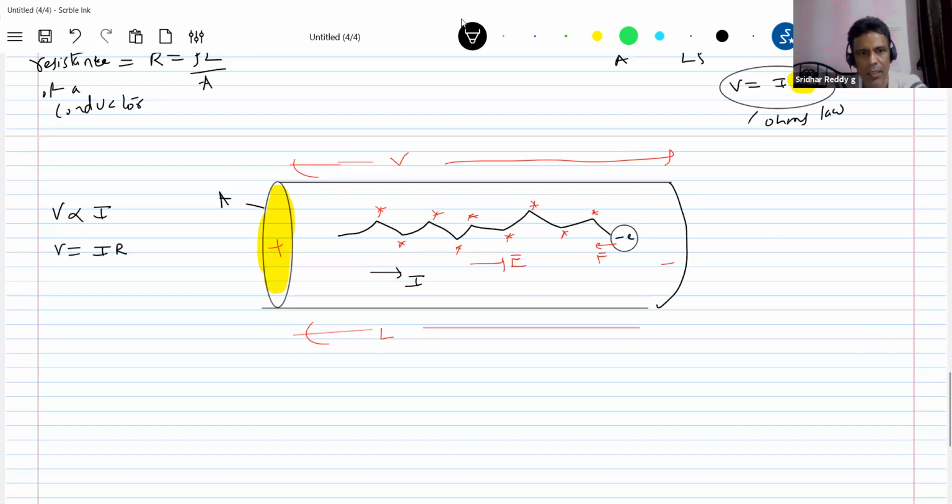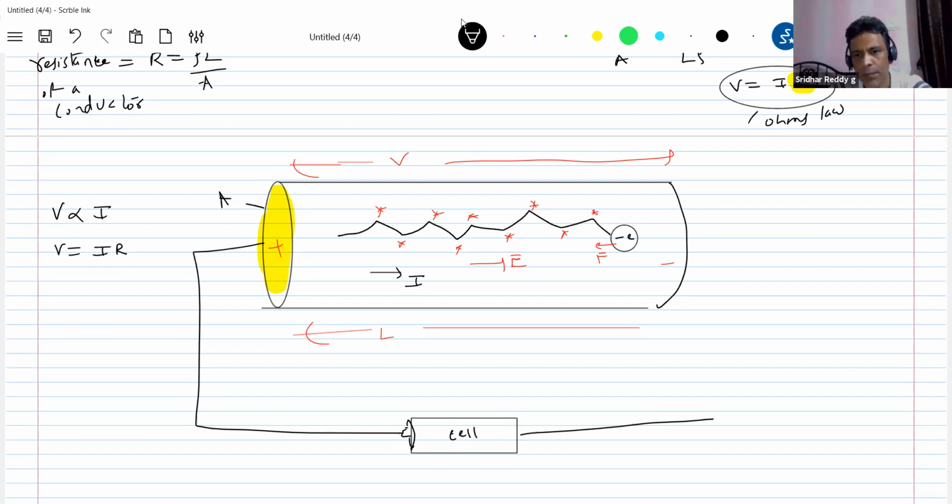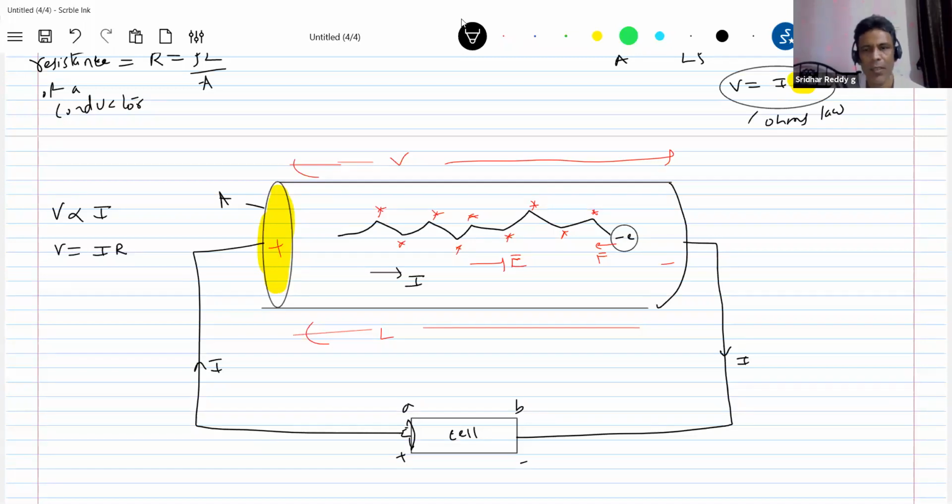Okay, let's come back now. Let's talk about the energy. This is a cell. Who will provide this potential difference? This particular cell, plus and minus. We'll call these A and B. Now, how will the current flow in this direction? What actually happens here? Let's compare these two things like this.